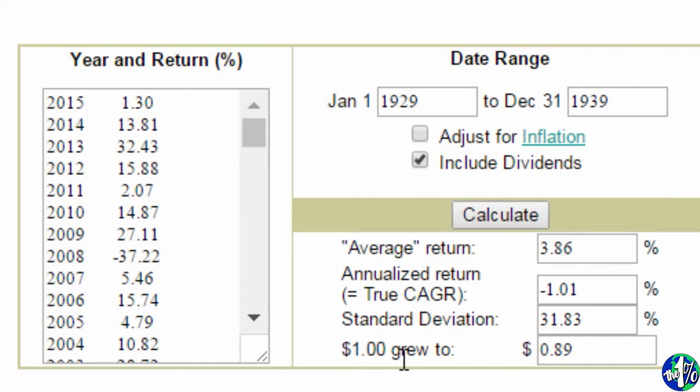And if you invested $1 US, it would have grown to 89 cents based on the CAGR. Not grown at all. It means you would have lost money. Your investment would be worth 89 cents. And you can do the math if you had 10,000 or 100,000, how much less you'd have. But it's not the complete devastation that you might think of during the Great Depression, but it was for a long period of time.